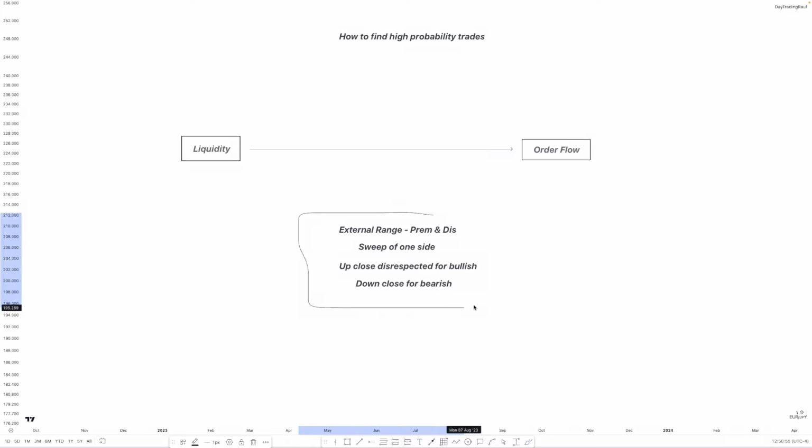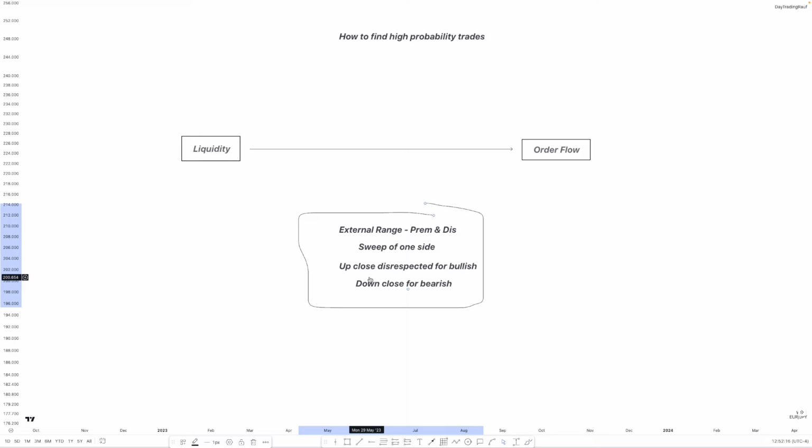So this is the basics to it, and we are going to build on this as we get into the video and I go over examples. However, this is how you should be thinking. So you're always looking at a range, you're looking at the premium and discount. So you obviously want to be a buyer in discount and a seller in premium. You look for one side of the range to be taken to target the other end. And then you look for up close candles to be disrespected if you're bullish and down close candles to be disrespected when you're bearish.